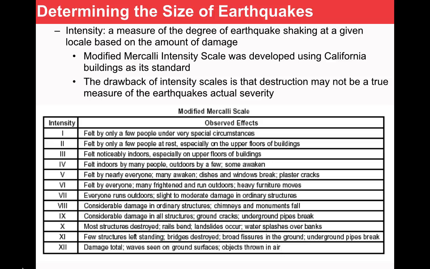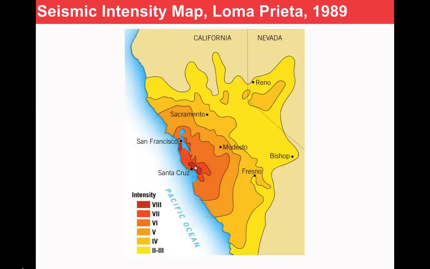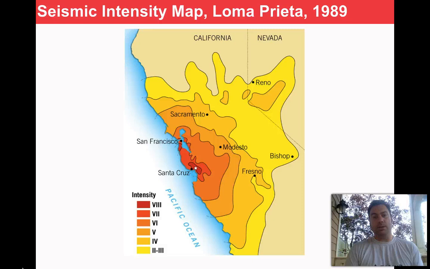This would be an interesting way to look at things. In fact, we did a seismic intensity map, and the United States Geological Survey still produces these maps for events that occur in the United States. This is the seismic intensity map for the Loma Prieta earthquake of 1989, also known as the World Series earthquake. Here we see the earthquake was actually centered right here in Santa Cruz.